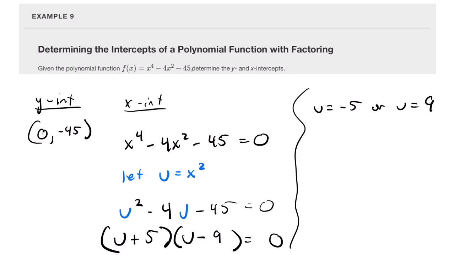But then we need to substitute back, or back substitute. So now we have x squared equals negative 5. I think there's no solution there, because you can't find a real number that squares to give you a negative result. So that's an extraneous solution. And then we have x squared equals 9. We take the square root on both sides, so x equals plus or minus 3. Whenever we take an even root, we have to include plus or minus. So for the x-intercepts, we get negative 3 and 3.